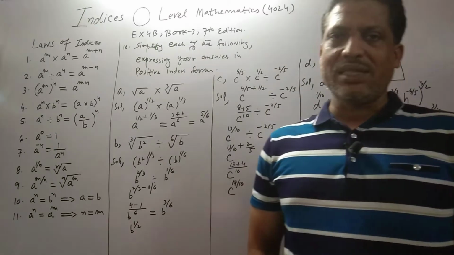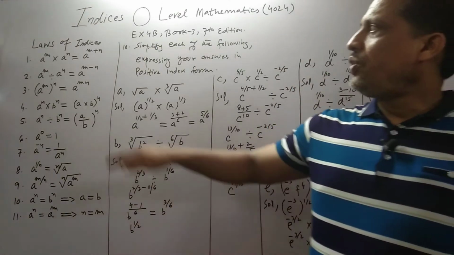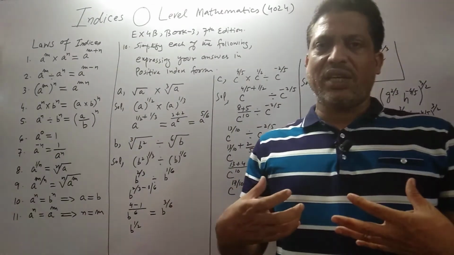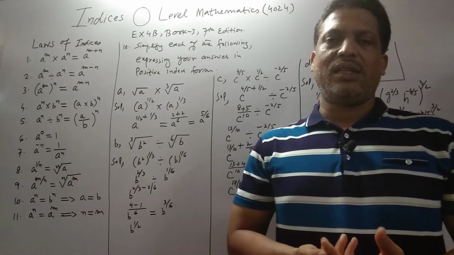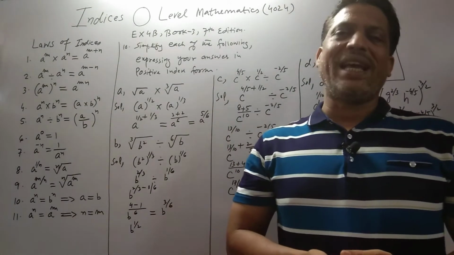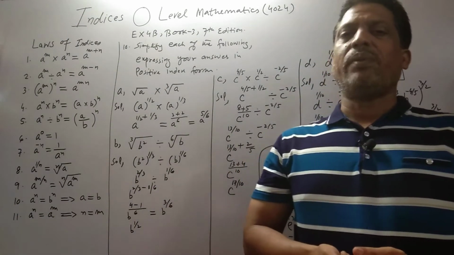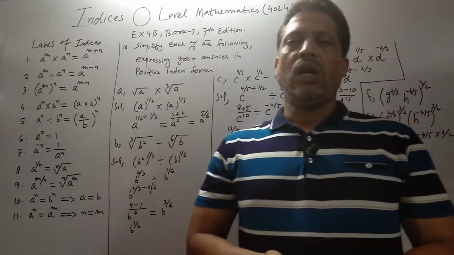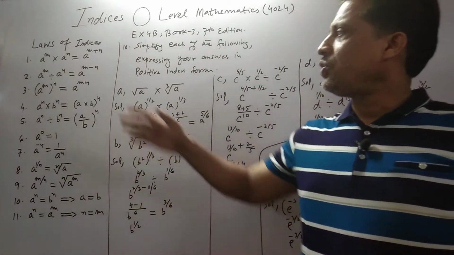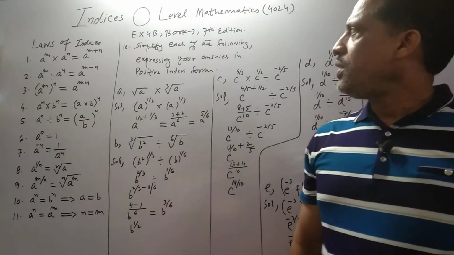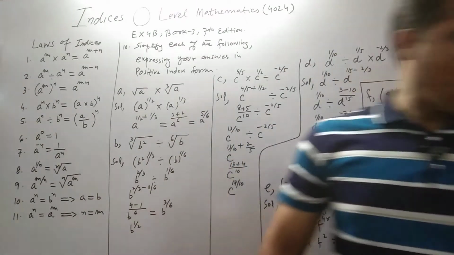More complex means if 2 to 3 laws of indices merge in a single part, then we call the indices complex indices. But keep in mind, complex doesn't mean difficult. Complex means 2 to 3 laws merged together. How? See question number 10.